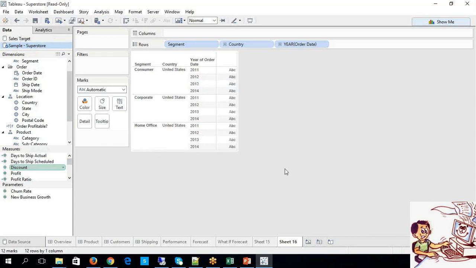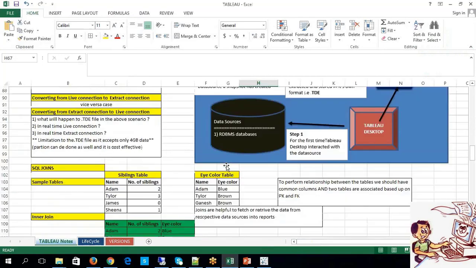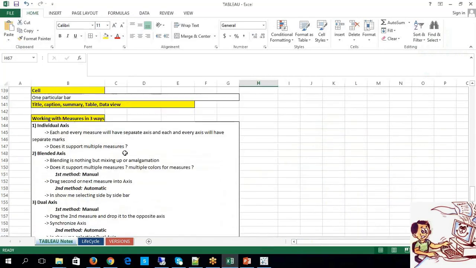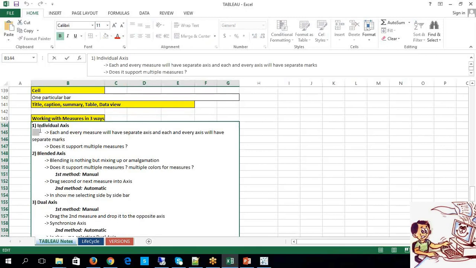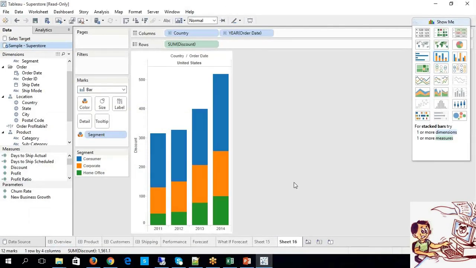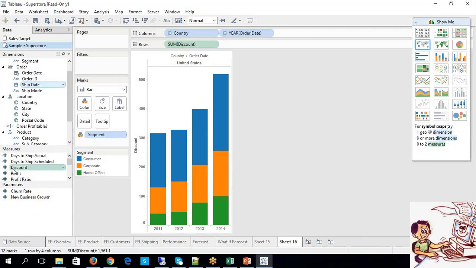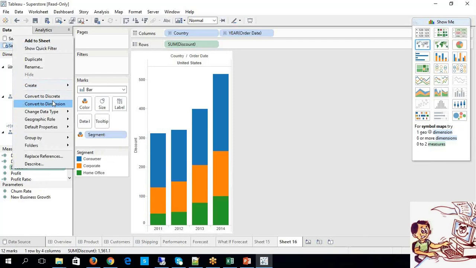Tomorrow, in the first half, I am going to touch base with a concept called axis, because we have different types of charts like dual chart, combo chart. Look at this, we have axis, right? We have individual axis, blended axis, dual axis. To deal with that, you should be in a position to understand what is meant by discrete value and what is meant by continuous value.